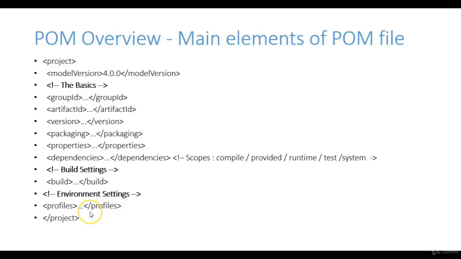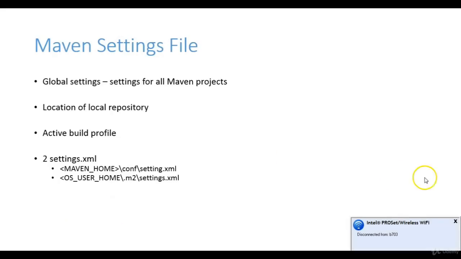Now let us look at one more configuration file that Maven provides called Maven settings file, and the file name is settings.xml. Settings.xml can be used to configure settings for Maven across all Maven POM files. For instance, you can configure location of a local repository and active build profile.